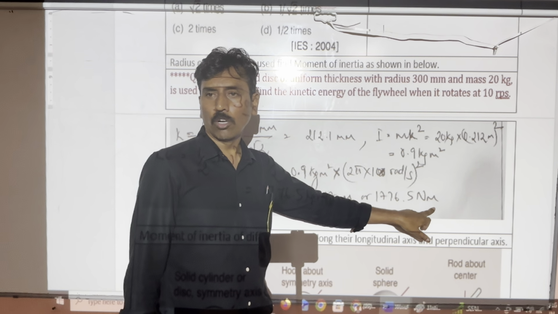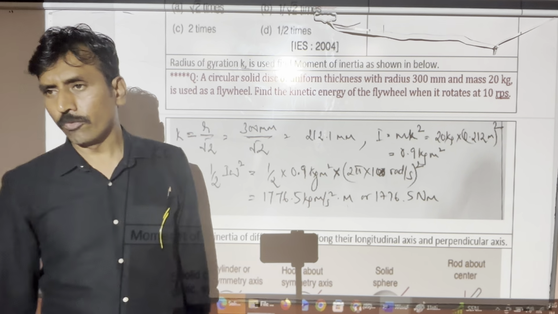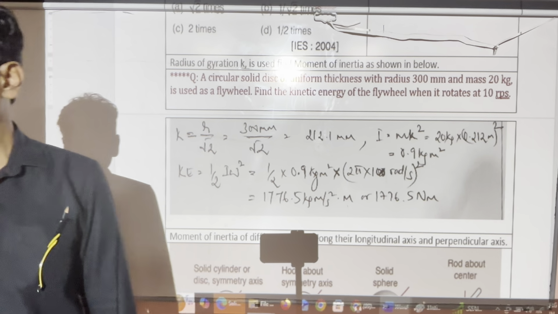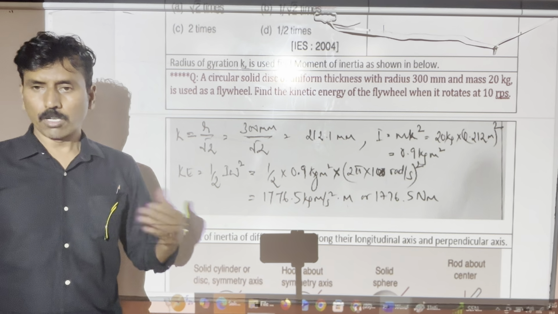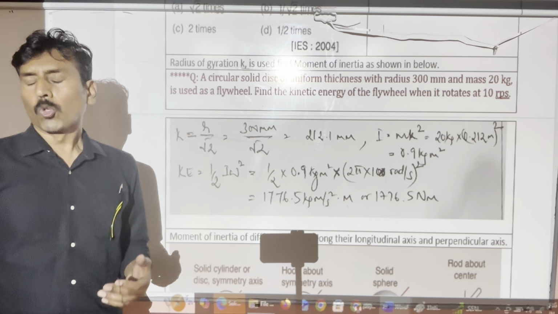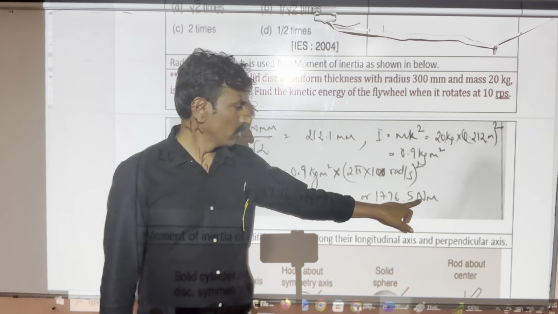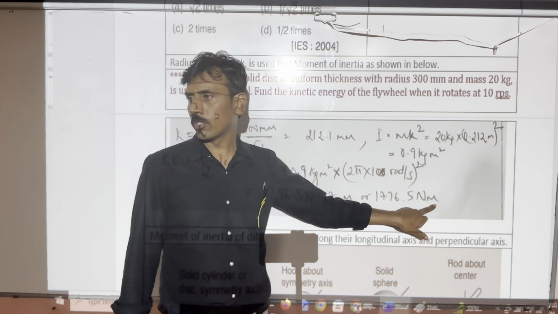Because energy is what? So how do you define work done? What is the formula for work done? Work done is defined as the force applied through a distance. Force applied is in Newtons, distance is in meters.